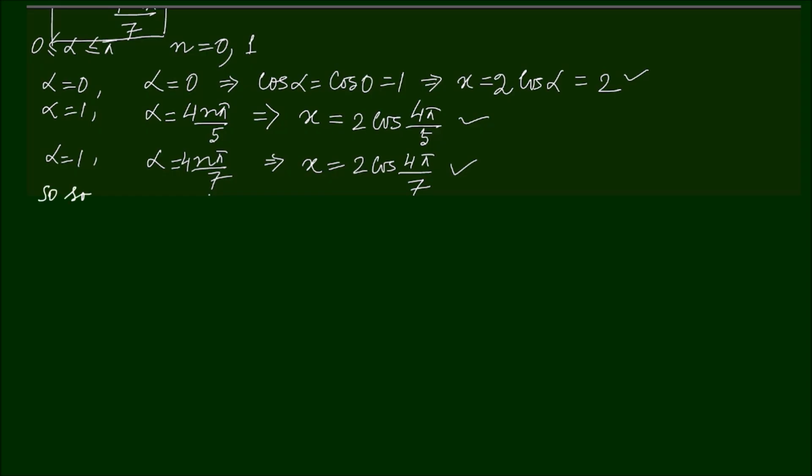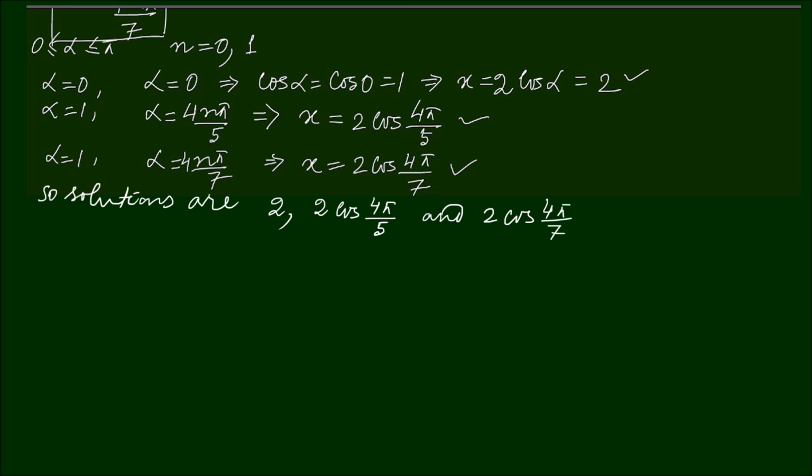So solutions are 2 cos 0, that will be 2, 2 cos 4 pi by 5, and 2 cos 4 pi by 7.